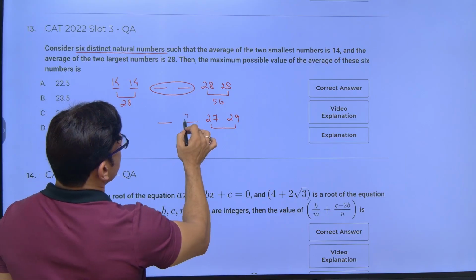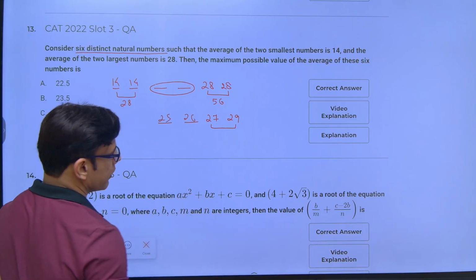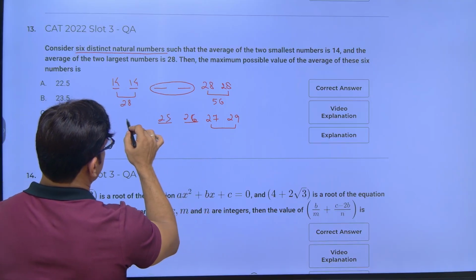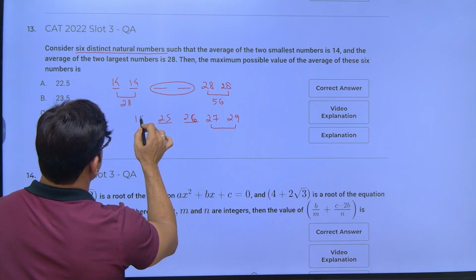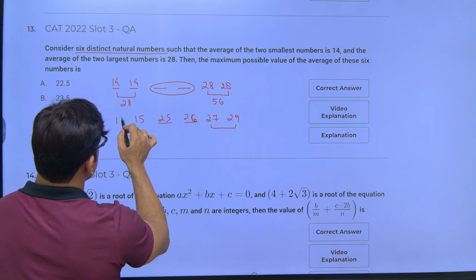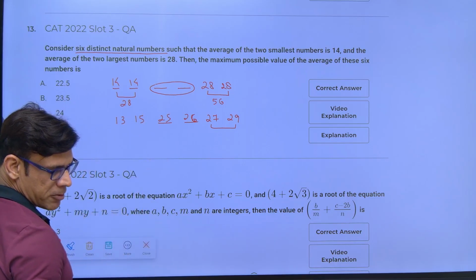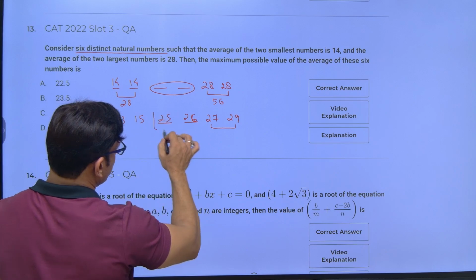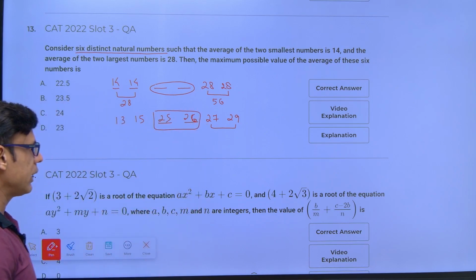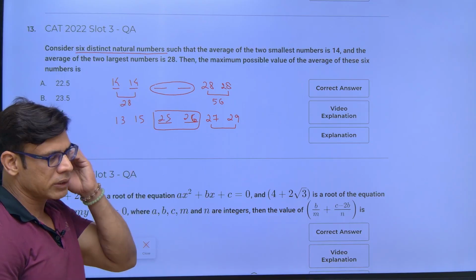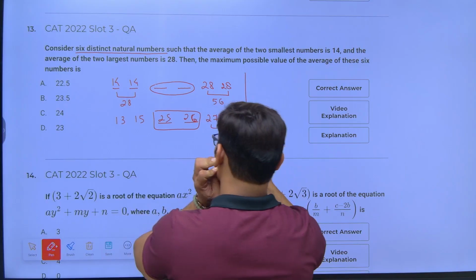The other numbers I can put are 26 and 25. So if I take 26 and 25, and then I write this as, let's say, 15 and let's say this as 13, because their sum is 28, which is very much acceptable. So I just have to focus on these two numbers, right? So 25 and 26 is one possible solution. Now you have to find out the average of all these numbers. Now you have to add them and then find out the average.